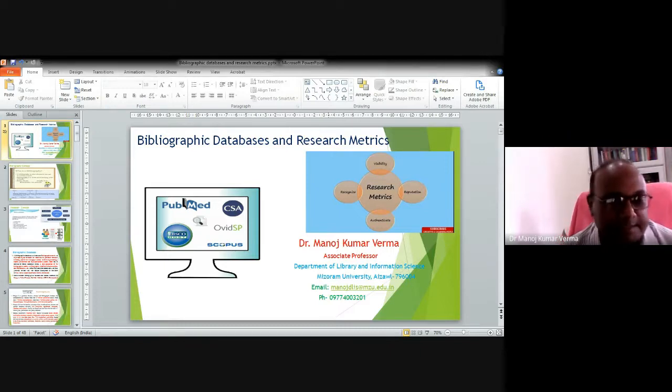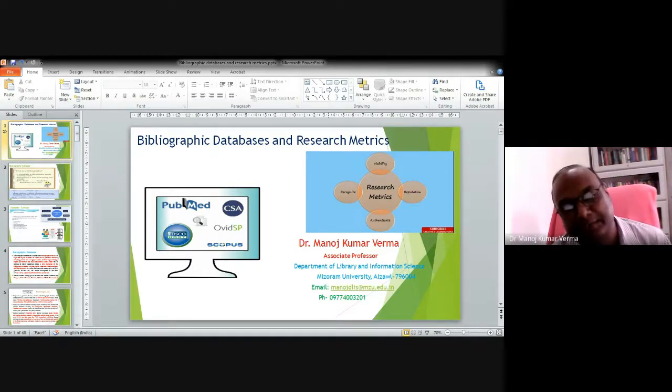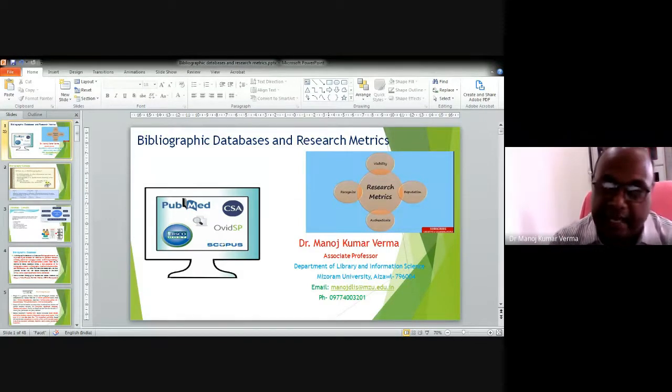So now the second concept is database, because our topic is bibliographic database. The question is, what is a database? A database is any organized collection of data. We generate information after compilation of some data. We have different data, and when we organize that data in a systematic way and store it, that stored item we call a database.